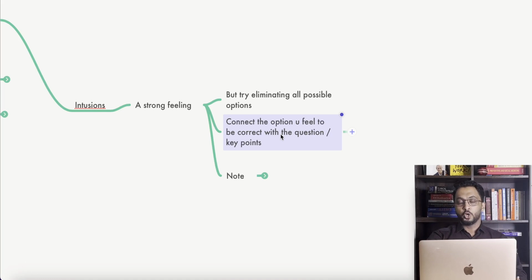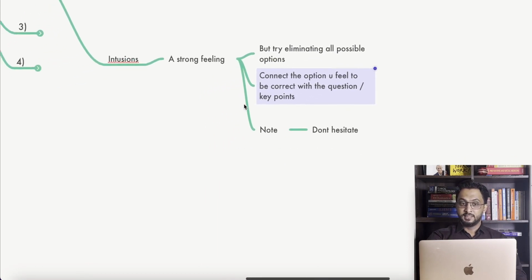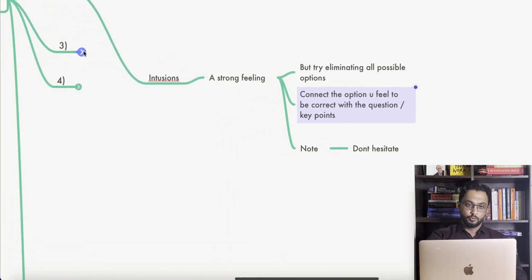Now see, if you're purely going behind intuition, it's the same as blind guesswork. And please note, don't hesitate when an intuition comes. Don't say, no, it's intuition, I'm not going to attempt it. No. Try to eliminate the options, connect it if possible, then if that intuition is still there, go for it.